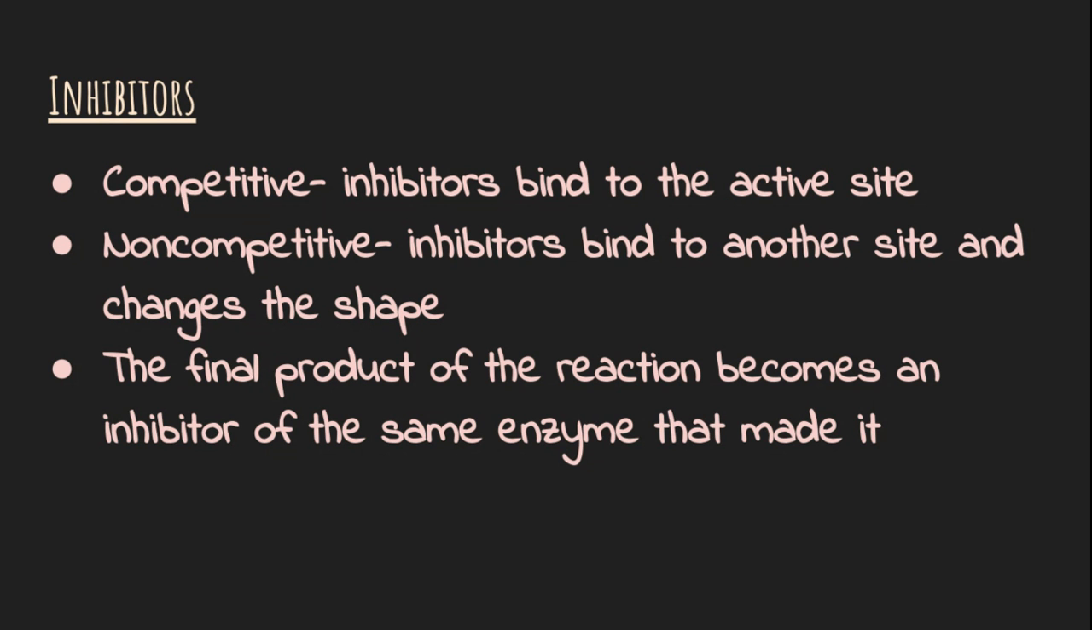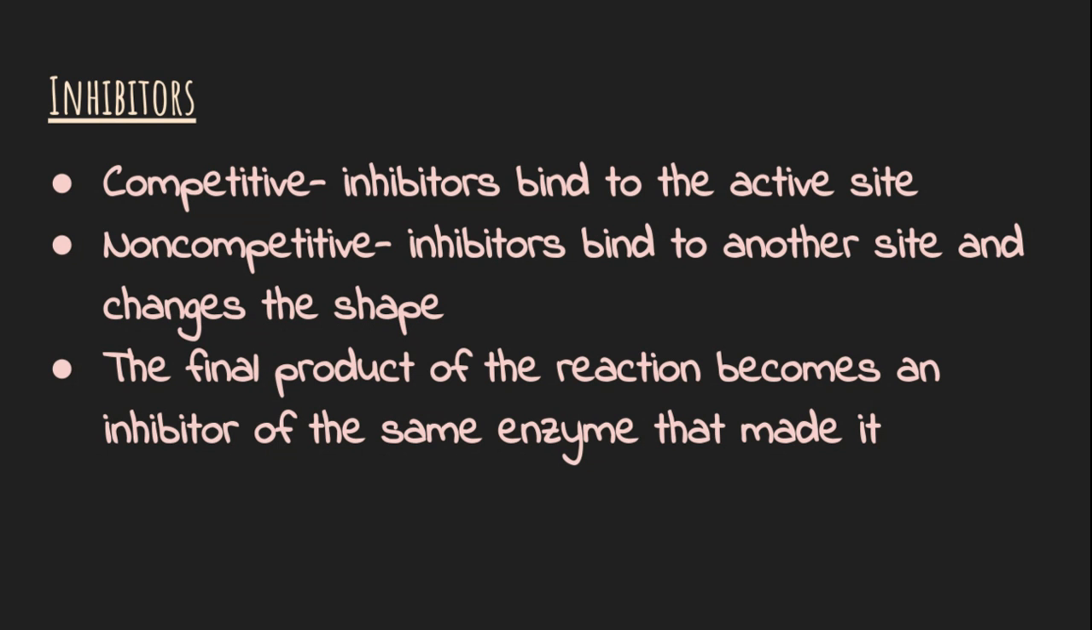If we have a non-competitive inhibitor, that's where the inhibitor will bind to another site on the enzyme. So not the active site, but once it binds to the other site, it changes the shape of the active site and the substrate will no longer be able to bind. I know the non-competitive inhibitor is kind of hard to picture in your mind. I have a diagram coming up that will explain it much better.